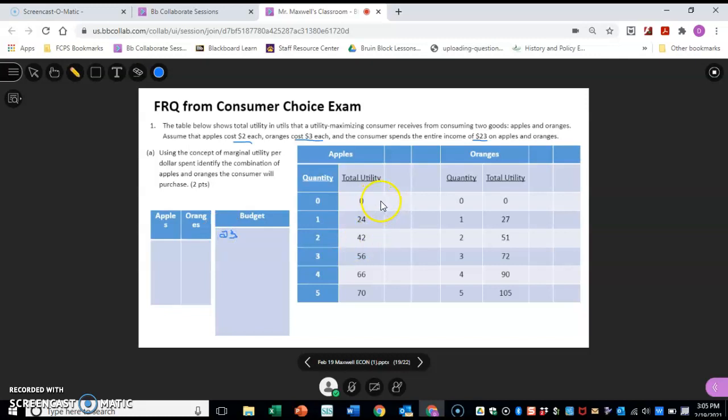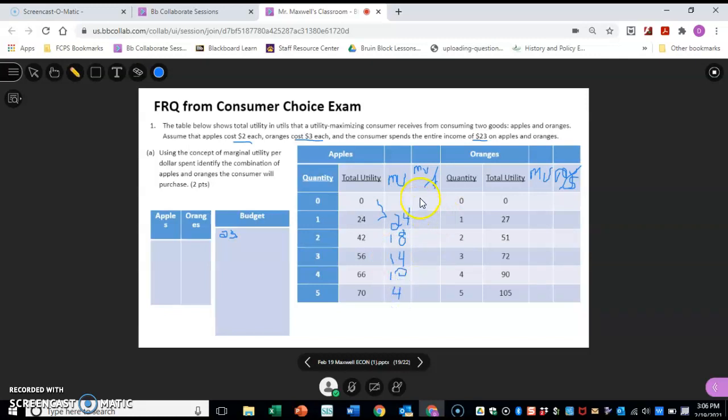I need to calculate marginal utility first. So the first thing I have to come up with is marginal utility, and then I need marginal utility per dollar for both of these products. All right, oops, sorry, it's kind of ugly, but you get the point. Marginal utility: going from 0 to 1 apple, 24. Going from 1 apple to 2, it's 18. Going from 2 apples to 3, it's 14, right? And then it's 10, and then it's 4.